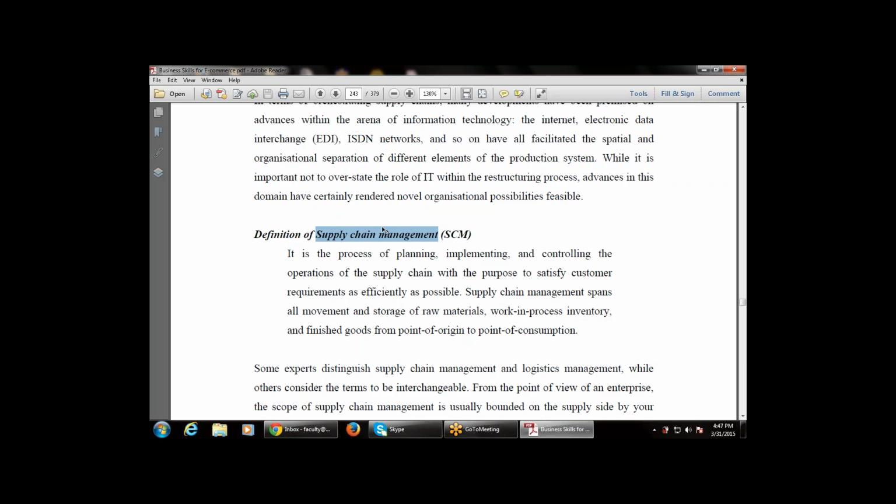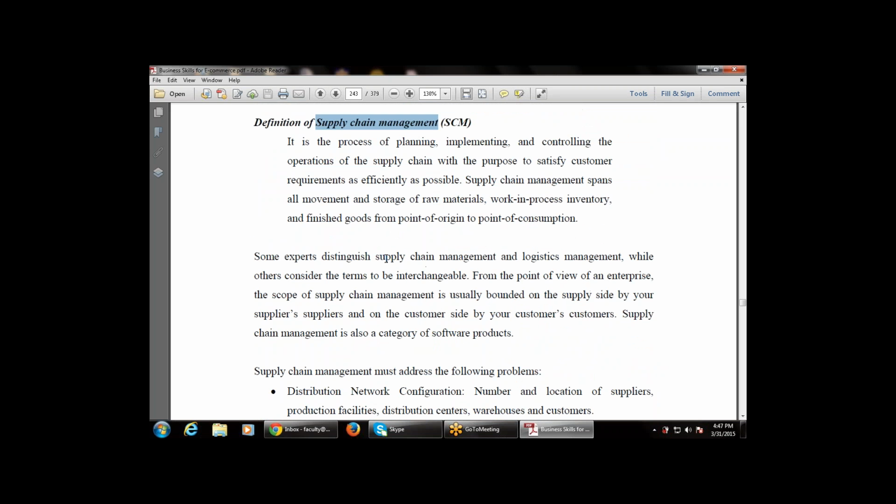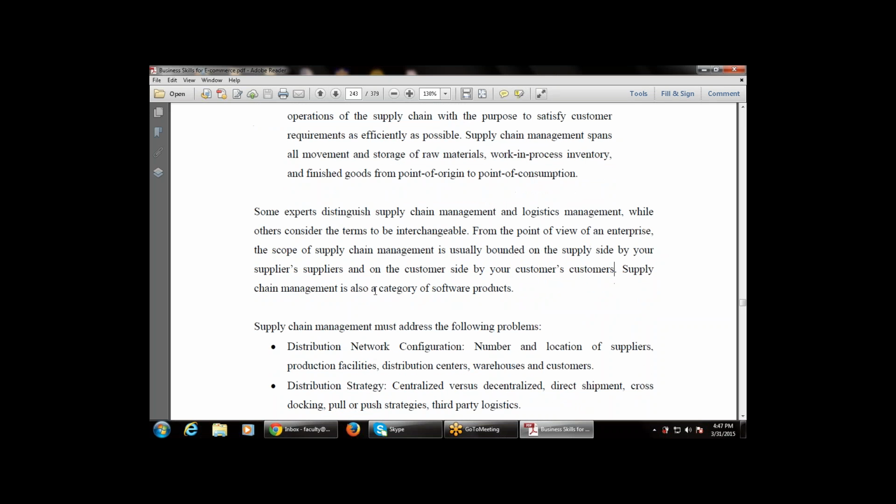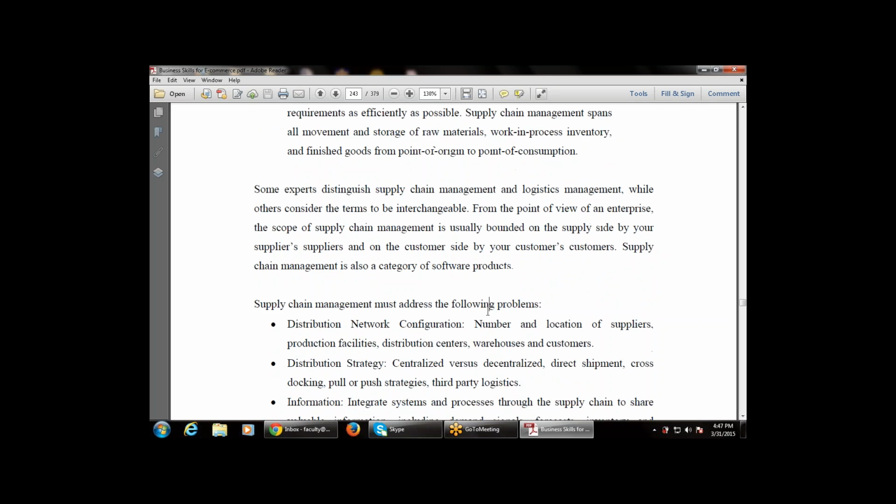The next paragraph says, some experts differentiate supply chain management and logistics management, while others consider them interchangeable. From the point of view of an enterprise, the scope of the supply chain may be bounded by suppliers on one side and on the consumer side by the customer. Supply chain management is also a category of software product.